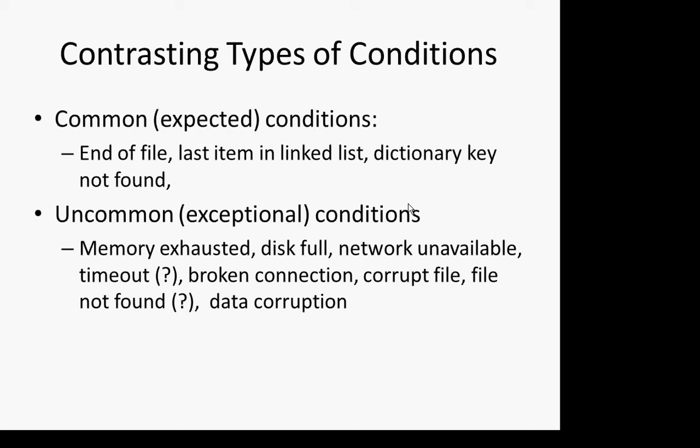What are some examples of those things? Memory is exhausted, disk is full, network is unavailable. Some attempt to connect with a server, there's a broken connection, it's a corrupt file. Files are not found on disk. Maybe the user moved it. Data corruption. These things are not under our control, right? We can't control whether the disk is full or not. That's outside our ken. We don't have the ability to control that. And yet we have to handle these situations.